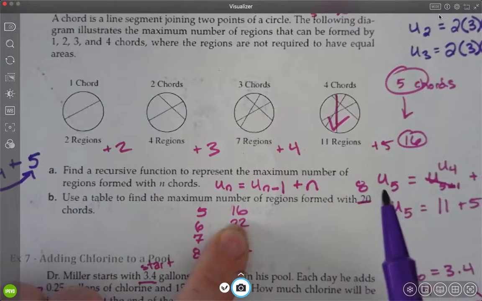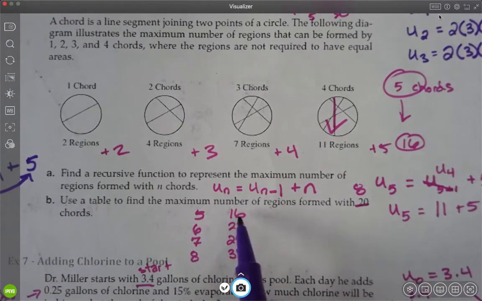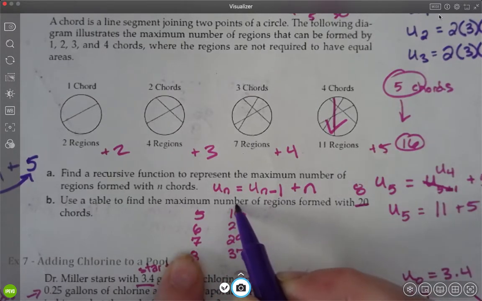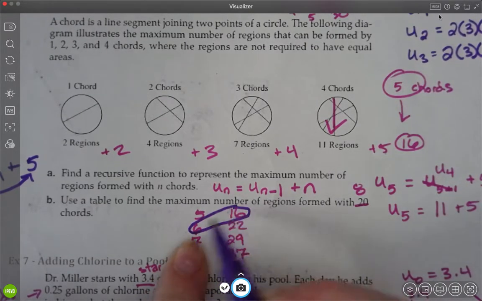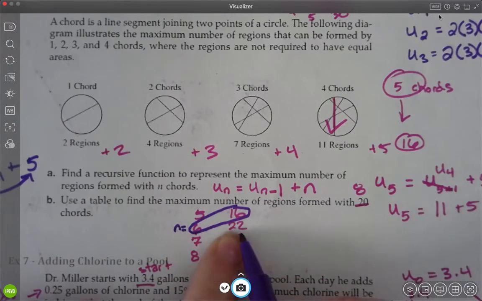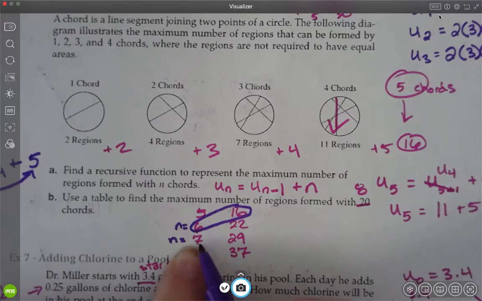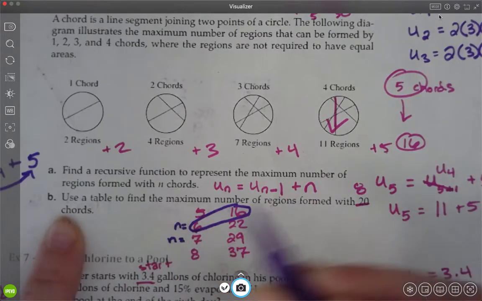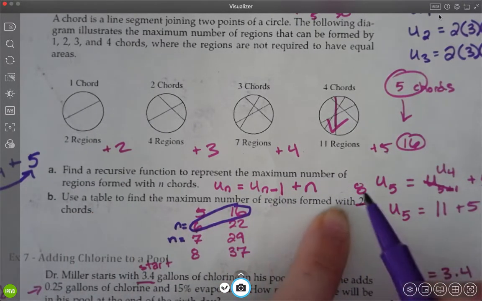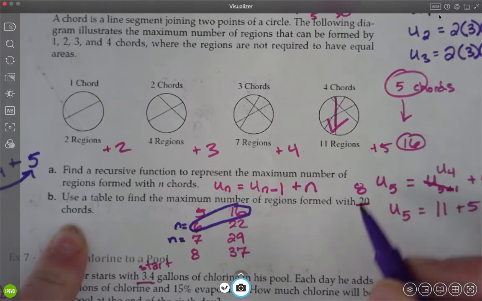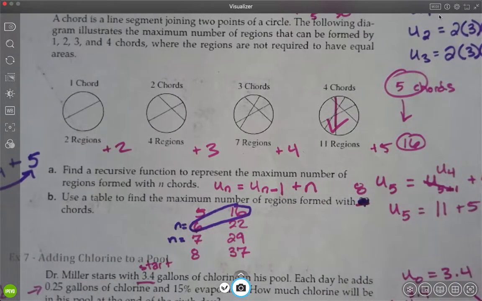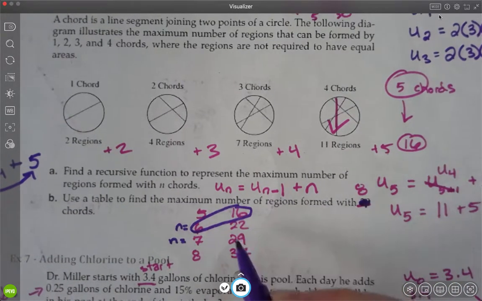So we did the table here, and we said that 5 made 16. Then I take this 16 and I add 6 more, which is what the n is. N is 6, and I get 22. Then I take that 22 and I add n, which is 7, and I get 29. And I add 8, and I get 37. So I changed part B, use a table to find the maximum number of regions formed by 20 chords. We changed that to 8 chords because I don't want to do all 20. So just 8 would become 37.